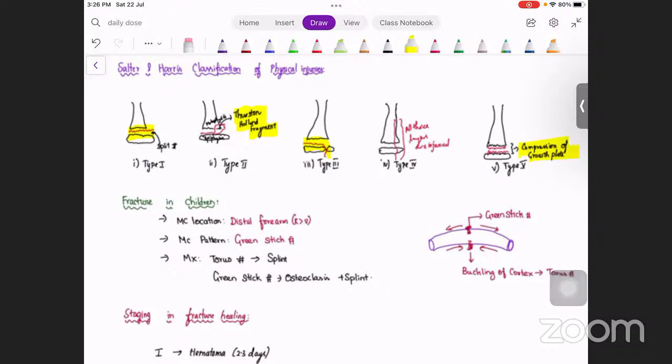So type 1 is split fracture, where proximal and distal segments will be there. Type 2 is proximal and distal segments along with the Thurston Holland fragment, where the proximal portion of the fragment of bone will be discarded, while in type 3 the distal fragment will be cut off, while in type 4 all the layers will be involved, that is epiphysis, metaphysis, and diaphysis. While type 5 is compression of your growth plate.